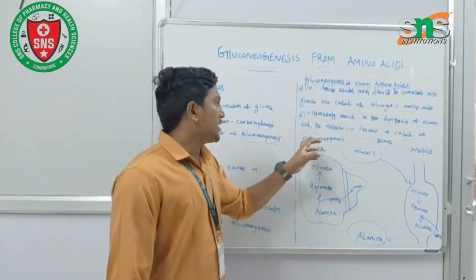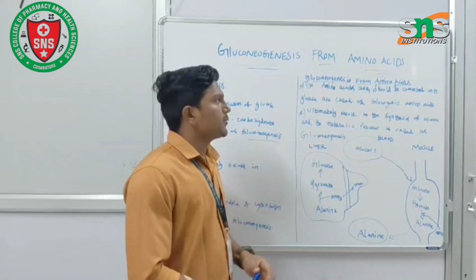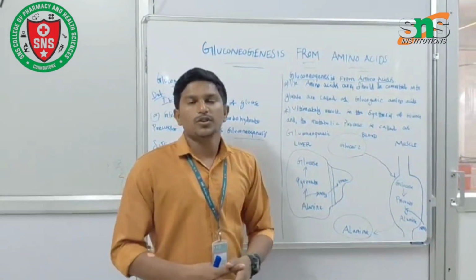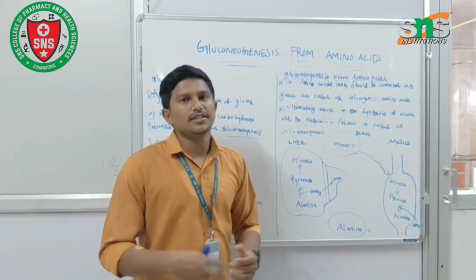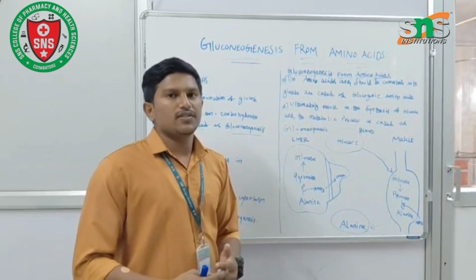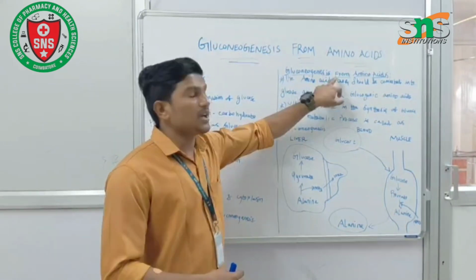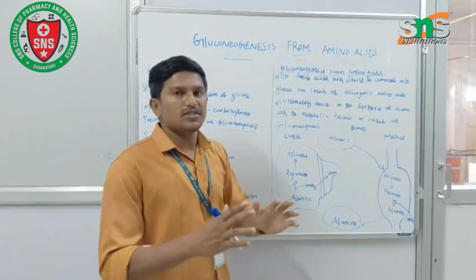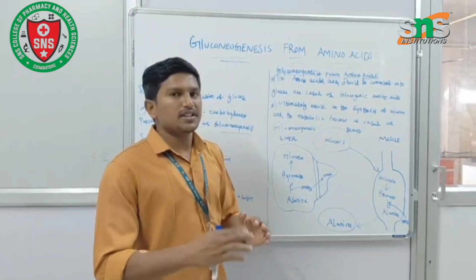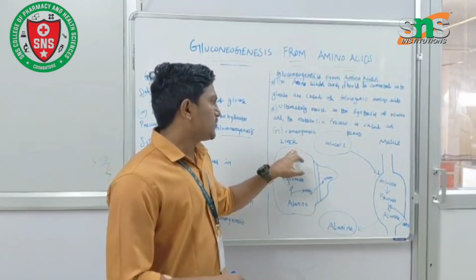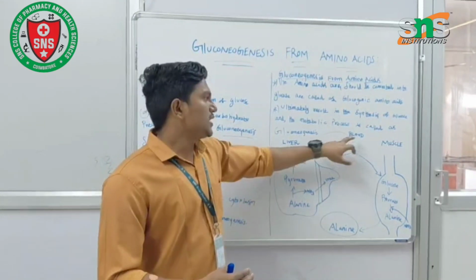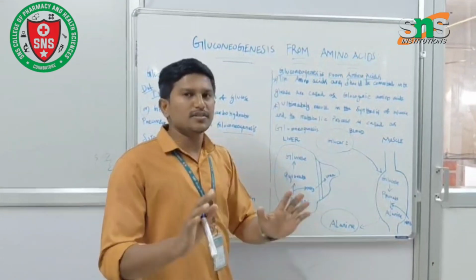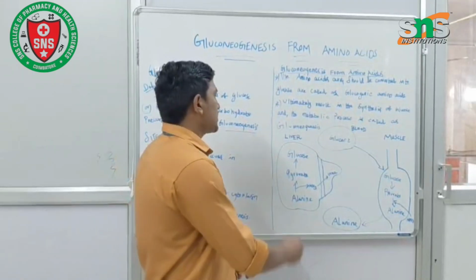Next, based on the topic of gluconeogenesis from amino acids, how does it act? It can be established in three variations. The first is the liver, the second is the blood, and the third is the muscles. This is a simple concept.